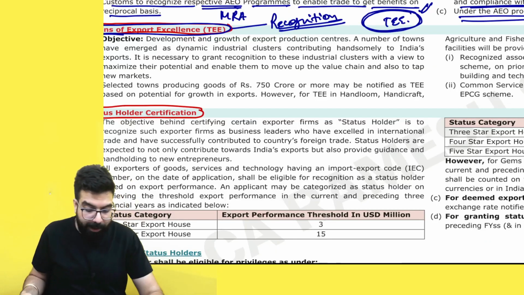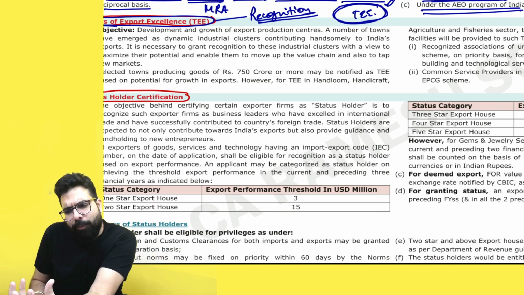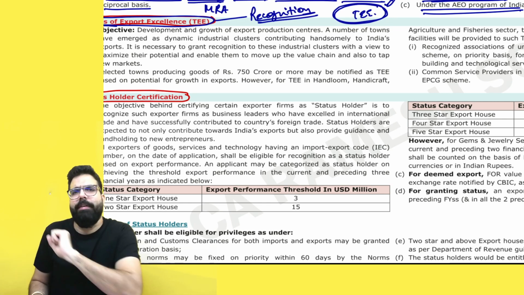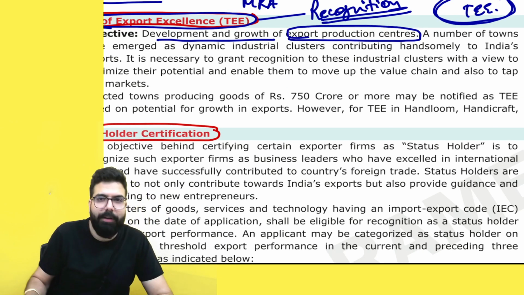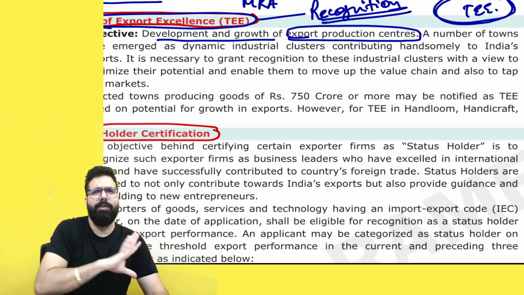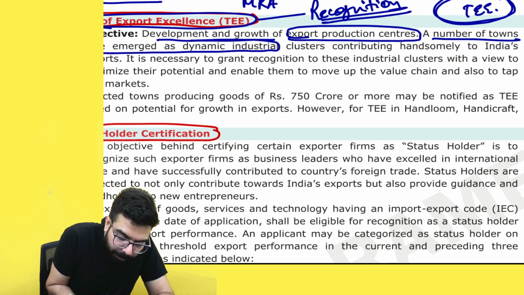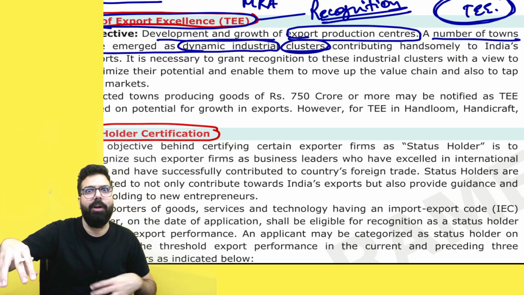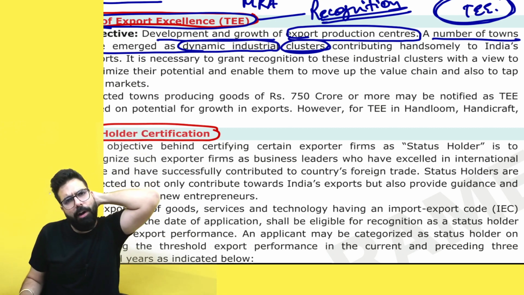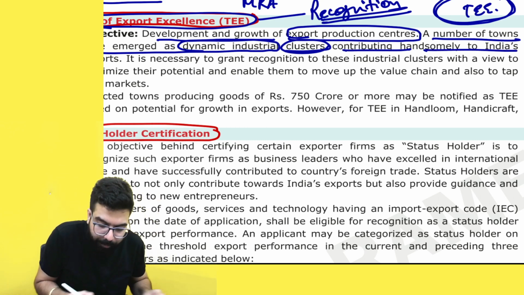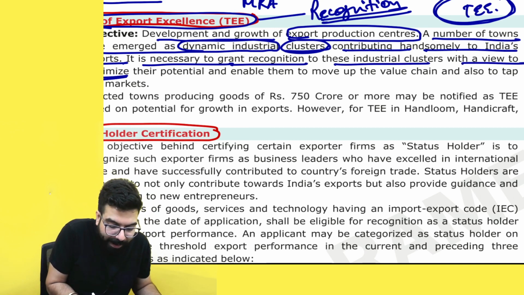So if a town has been given Town of Export Excellence recognition, what is the government's objective? The objective is development and growth of export production centers. They realize these are export production centers. A number of towns have emerged as dynamic industrial clusters, meaning that town is a cluster. For example, Ludhiana, where woolen items are exported a lot. They are contributing handsomely to India's exports. It is necessary to grant recognition to this industrial cluster with a view to maximize their potential.